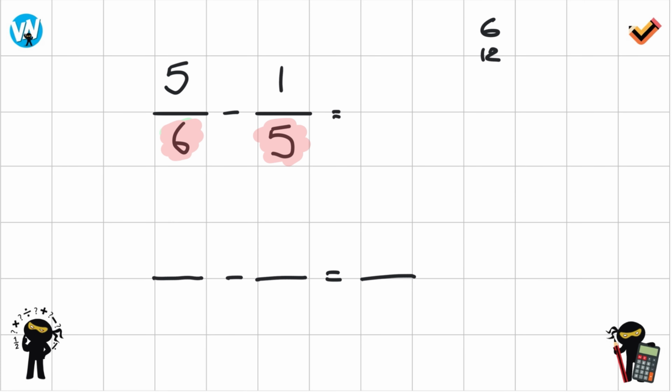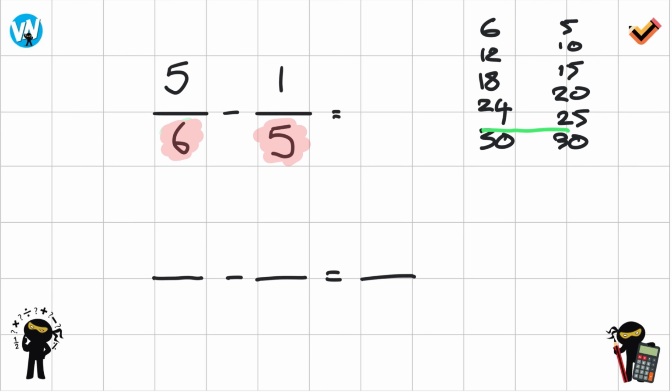6, 12, 18, because the 5 times table's obvious, isn't it? 24, 30. And then again, 5, 10, 15, 20, 25, 30. So the lowest number that we encounter in both of those tables is the number 30. Let's get some green on there. 30 is going to be our new denominator because we can work with that. So that is 30, 30, and the answer will be in 30ths as well.